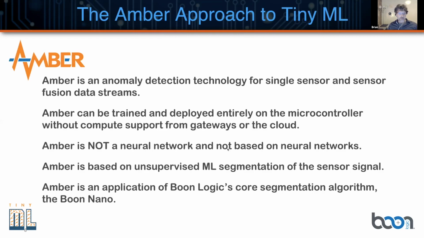All right, so just a couple things to set the table here. AMBER is an anomaly detection technology for single sensor and sensor fusion data streams. AMBER can be trained and deployed entirely on the microcontroller without compute support from gateways or the cloud. AMBER is not a neural network, and it's not based on neural networks. AMBER is based on unsupervised machine learning segmentation of the sensor signal. And finally, AMBER is an application of our core segmentation algorithm, the Boon Nano, which I'll say a little more about later.